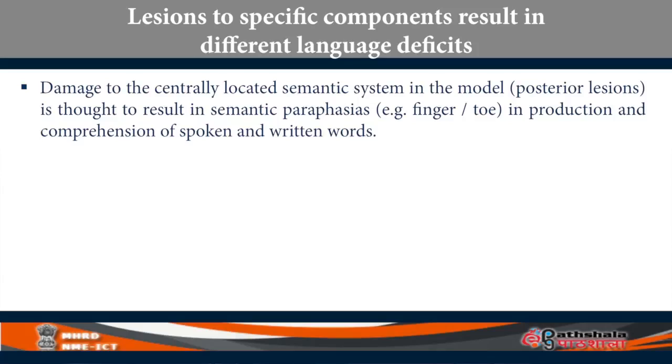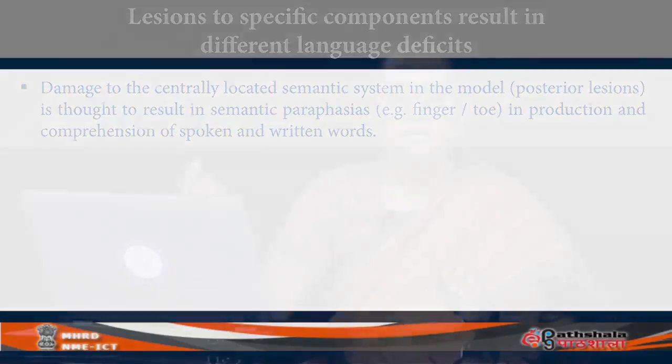So an example of a semantic paraphasia is, they will say finger for toe. So one body part is mistakenly spoken instead of another body part. Both of them belong to the same semantic field. So this is called semantic paraphasia. And very often they say that you have semantic paraphasias associated with posterior lesions, that is temporal lobe lesions, and anomia and things like that. Go back to the other modules to see where we discuss semantic paraphasias. But basically, when the semantic system is damaged, you have semantic paraphasias.